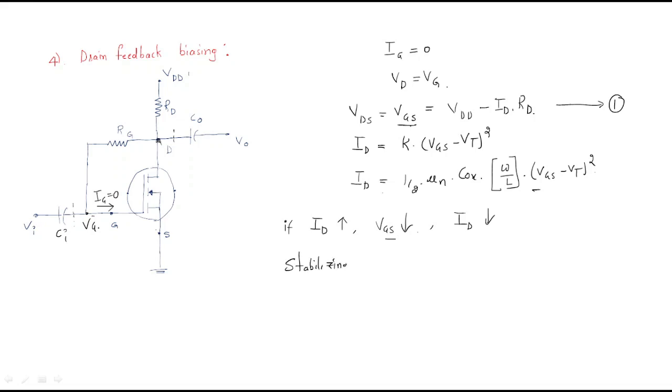Stabilizing the circuit and the Q point. So the circuit will be stabilized and the Q point. Okay, so this drain feedback biasing method is also a good technique, right?